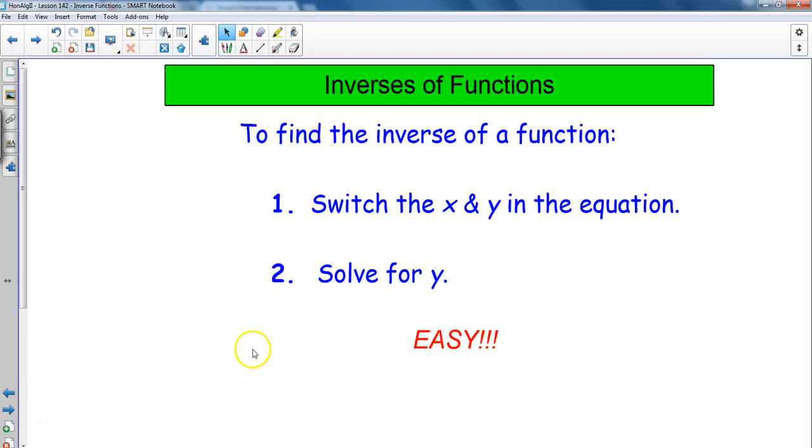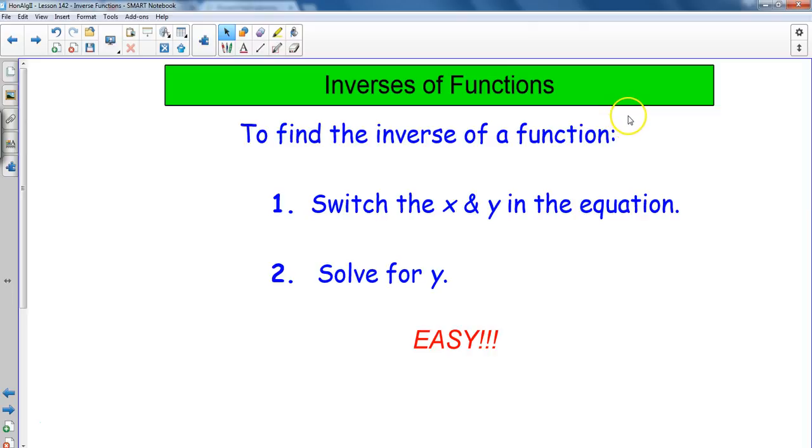In this video, we're going to look at an introduction to inverses of functions, and specifically just some examples of how to find inverses of some relatively easy linear functions. And we'll get a little bit more complicated as we go. So first and foremost, here's the process of finding an inverse.